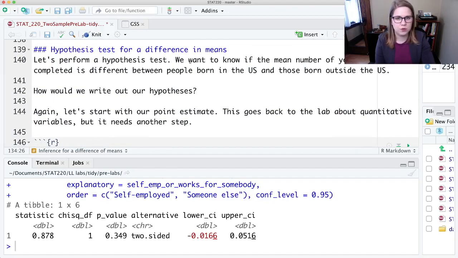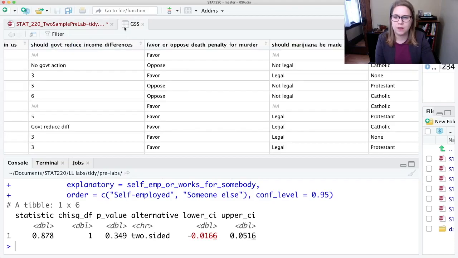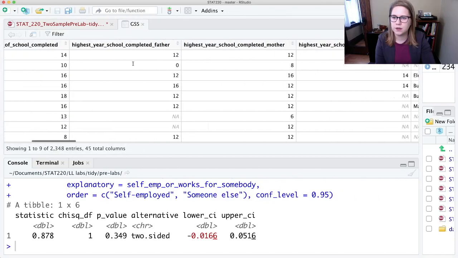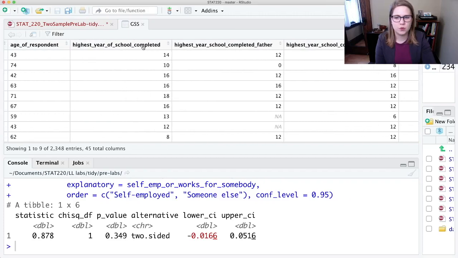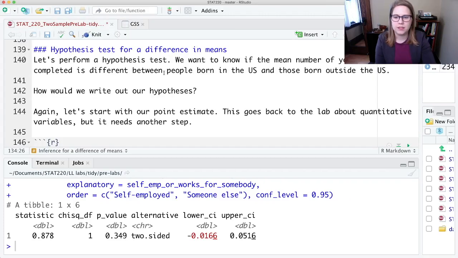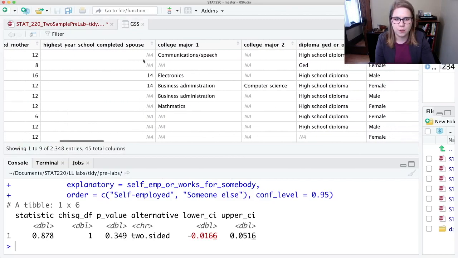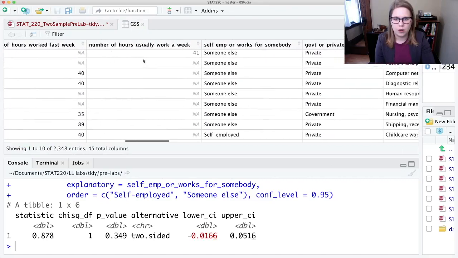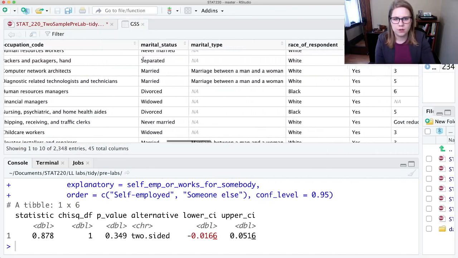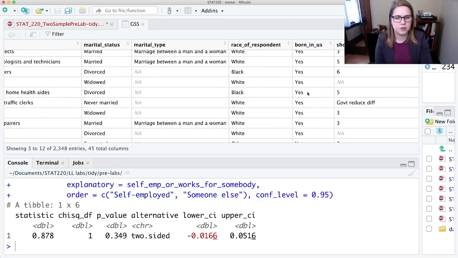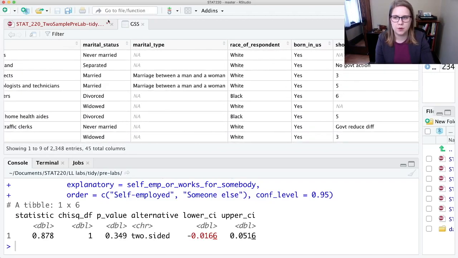And what I want to do now is see if the mean number of years of school that someone completed, I think that variable is, let's see, the highest year of school completed, is different between people born in the US and those born outside the US. So I think that was the variable born_in_US. Yeah, so that has two possible answers, yes or no.